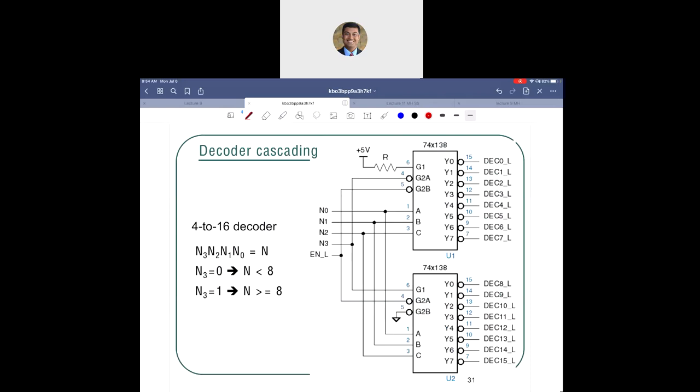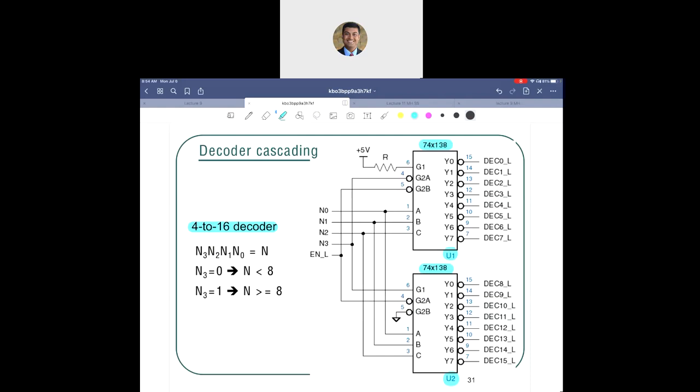Now let's come to this decoder cascading exercise. What we are doing here is we are taking three to eight decoders. They are two separate chips with references as U1 and U2. And we are making a 4 to 16 decoder in this case. So using two 3 to 8 decoders, can I make a 4 to 16 decoder?